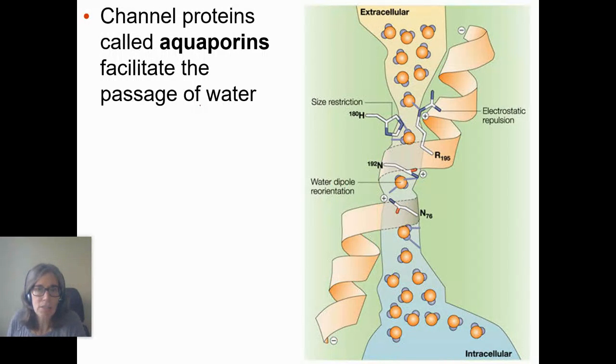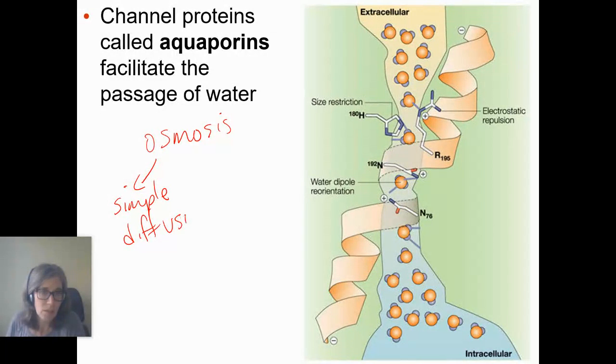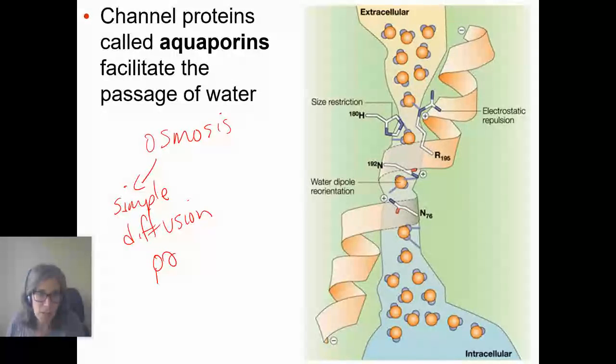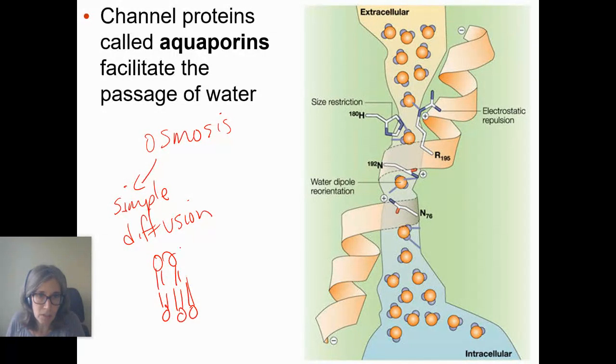Okay, next idea is osmosis. Remember, osmosis is the movement of water. That can be simple diffusion because even though water is polar, there's so much of it and it's so small, it can actually go through the lipid bilayer. That's the lousiest picture I've ever drawn of a lipid bilayer. Anyway, it can go through the lipid bilayer, but osmosis can also move by facilitated diffusion.